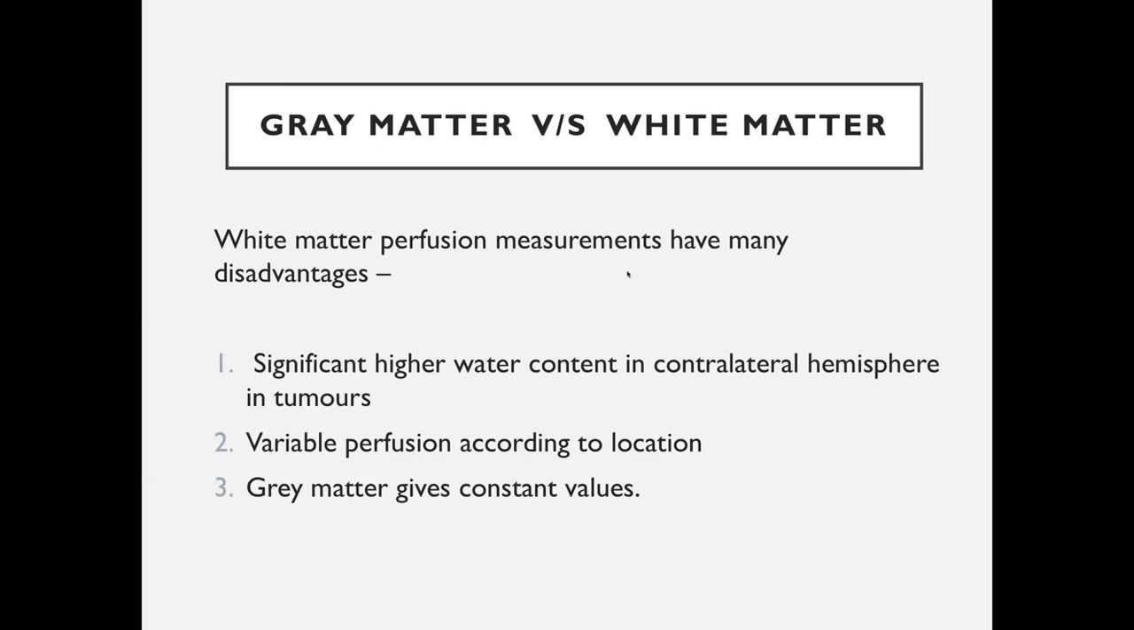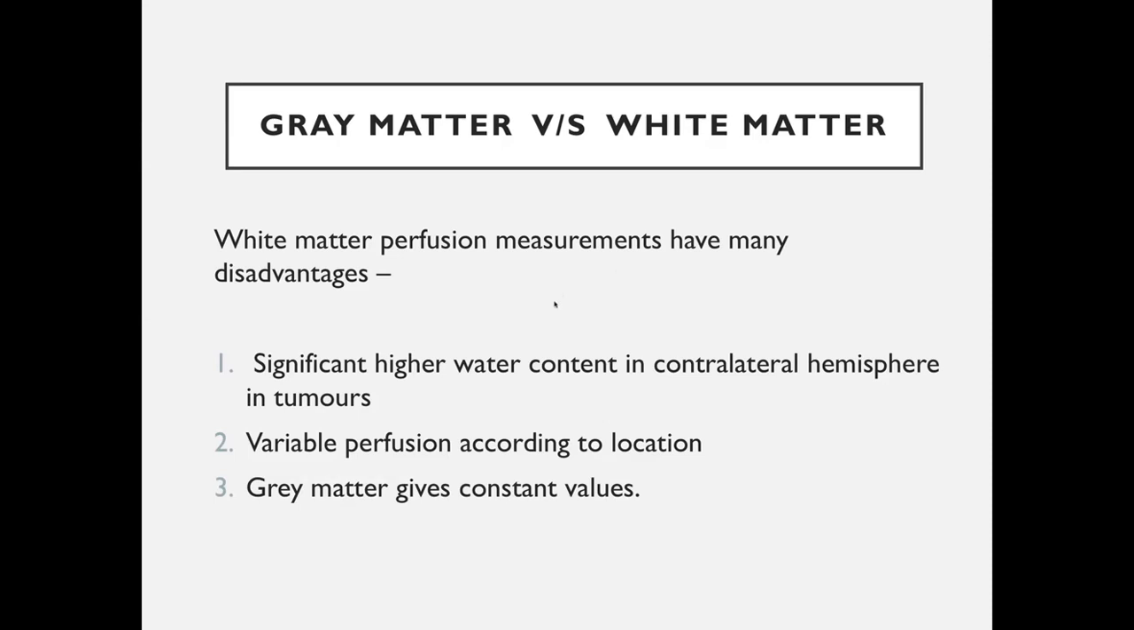Somebody might use periventricular white matter. Somebody might use deep white matter. Somebody might use subcortical white matter. As we go from periventricular to subcortical, there is a lot of difference in perfusion of the brain. So you cannot standardize your values, and you cannot compare with old studies because somebody might have used just the deep, somebody might have used the subcortical.